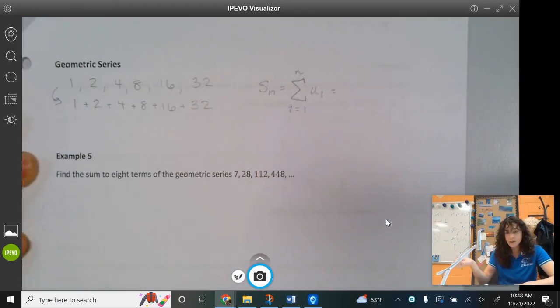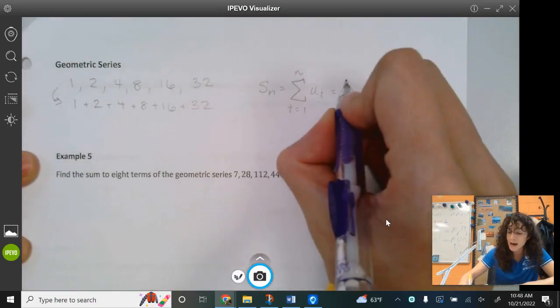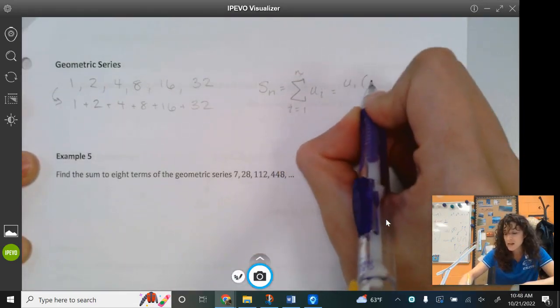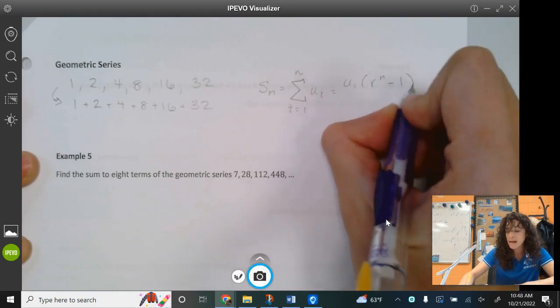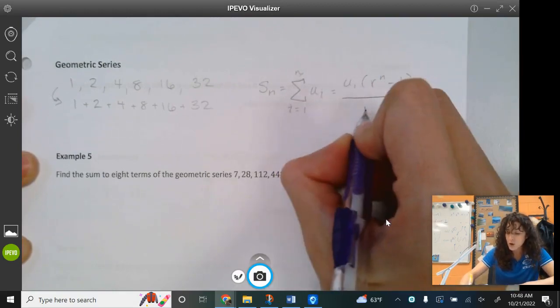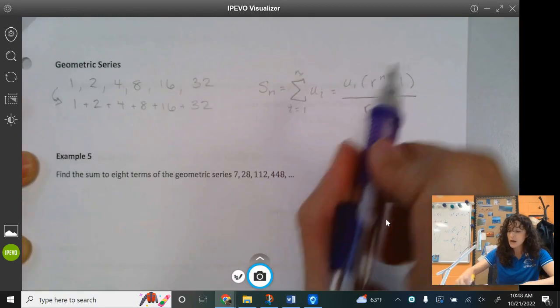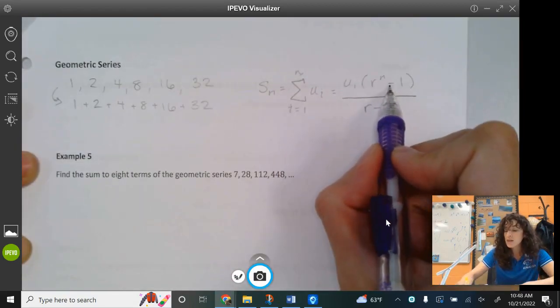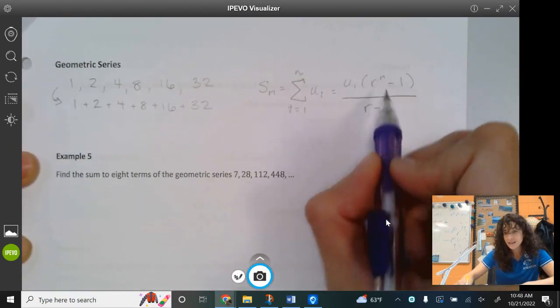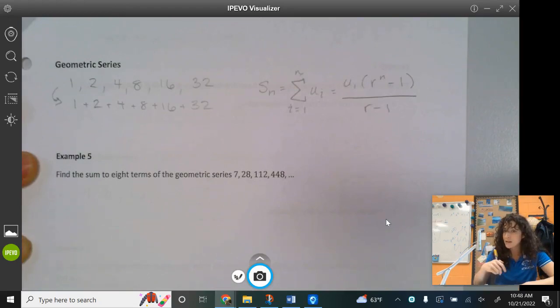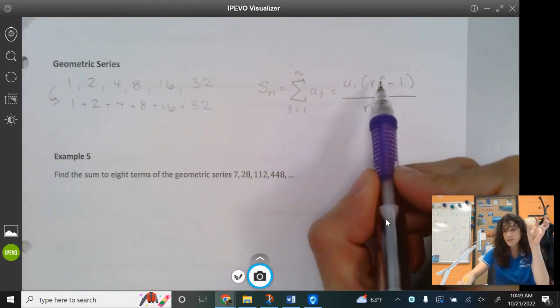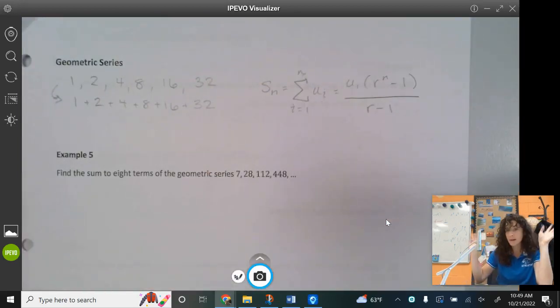Now, this isn't a formula. This is just a way to write things in a very fancy way in mathematics. The formula that you have in your formula packet is U sub 1 times r to the n, minus 1, over r minus 1. Now, very important thing to know: this minus 1 is not in the exponent. That's a very common mistake that a lot of students make when they're using this formula. It's r to the n, and then whatever that value is, just minus 1.